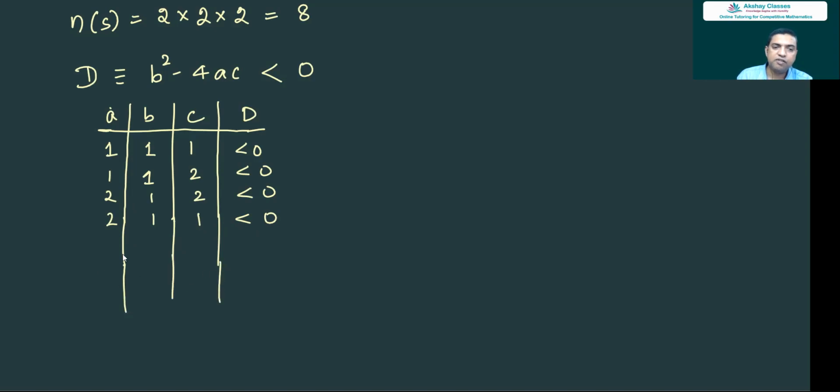Next, if B is 2 and A and C are 1, 1, then the discriminant will be equal to 0. A is 1 and C is 1, then the discriminant will be equal to 0. If any one of them is equal to 2 or both of them are equal to 2, then the discriminant will be negative. 4 minus 4AC. So 2 into 2, 8. So 4 minus 8 becomes minus 4. So it is negative.